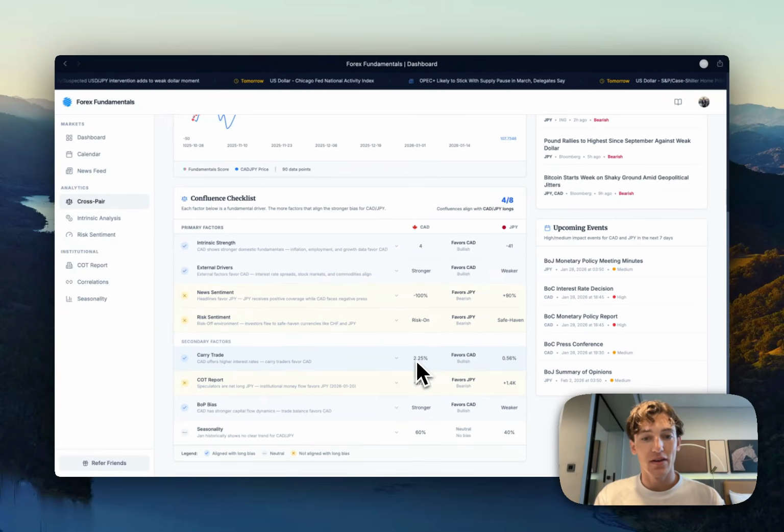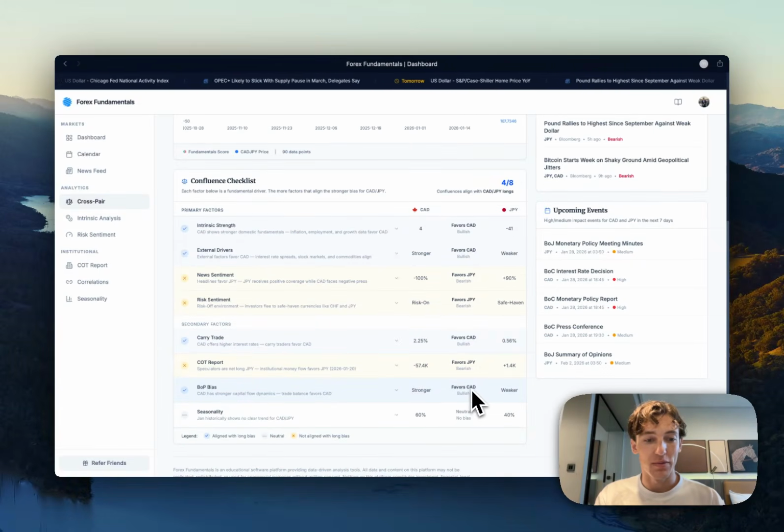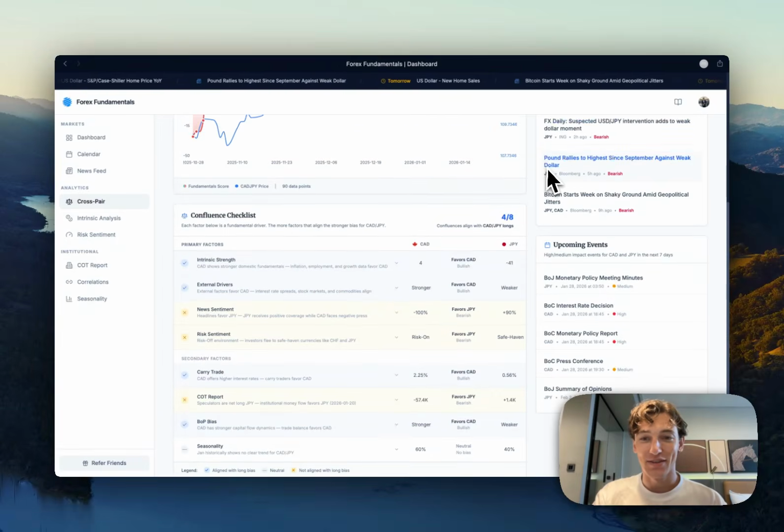It's a carry trade because we have a higher interest rate for CAD than for the yen. The COT reports are favoring the yen. And we have the balance of payments, which is basically capital inflow and outflow of a given currency. We see the seasonality is pretty neutral, but also slightly favors CAD. So with the confluence checklist, you can always check, hey, do I have all my fundamental confluences for my given pair, which I think is very interesting.